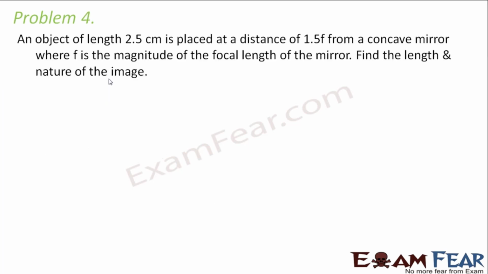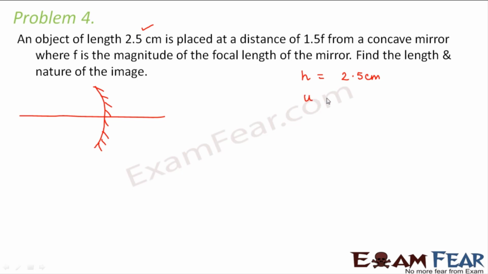Let us look at the fourth problem. It says an object of length 2.5 centimeters is placed at a distance of 1.5 f from a concave mirror, where f is the magnitude of the focal length of the mirror. Find the length and nature of the image. So in this case, let us assume that you have a mirror like this, a concave mirror. Length of the object, that is height of the object, is given as 2.5 centimeters. Distance of the object u is given as 1.5 f.